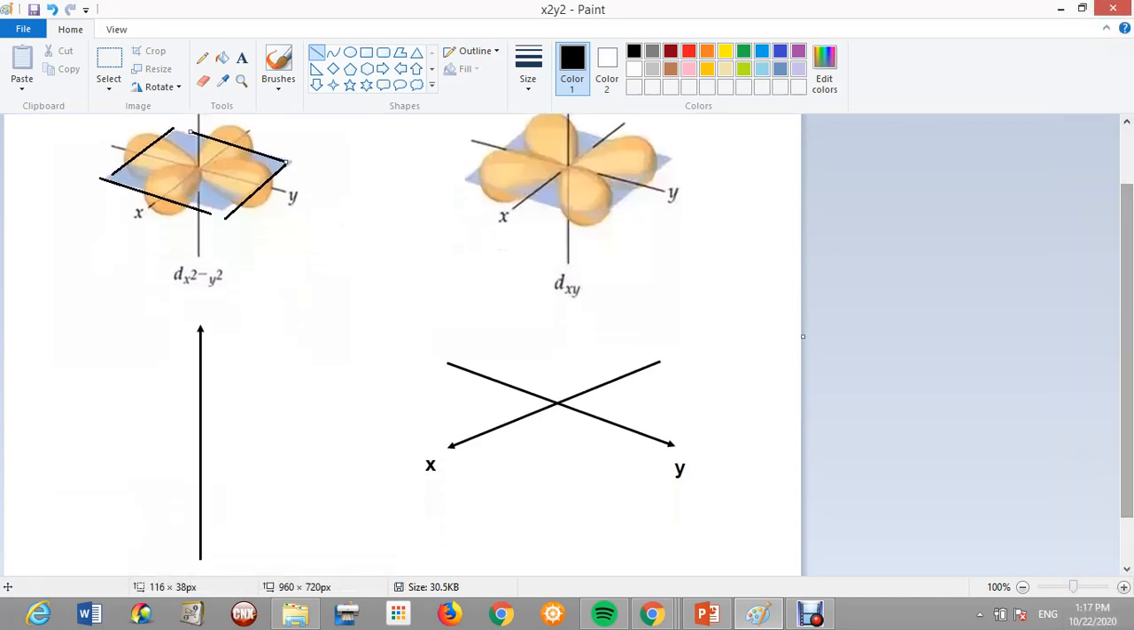So what you need to do is, since it's on the axis, firstly you draw your z-axis first, and then afterwards you draw the clover leaf. After you draw the clover leaf, then you add on the x and the y axis.